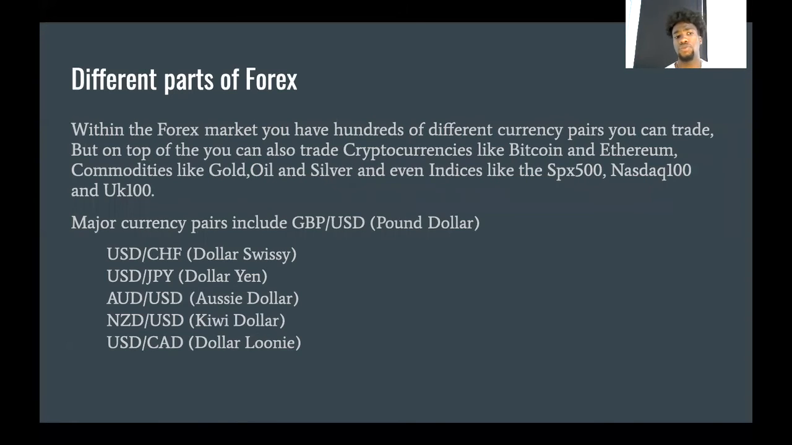So the different parts of Forex, right? Within the Forex market, you can trade hundreds of different currency pairs, right? So one currency versus another. But on top of the ability to trade currencies, you can also trade cryptocurrencies like Bitcoin, Ethereum, depending on your broker. Now, this does depend on your broker, but most brokers do allow you to trade cryptocurrencies and commodities like gold, oil, silver, and even indices like the S&P 500, NASDAQ 100, and even the UK 100, right? So you have a very broad range of things that you can trade within this market.